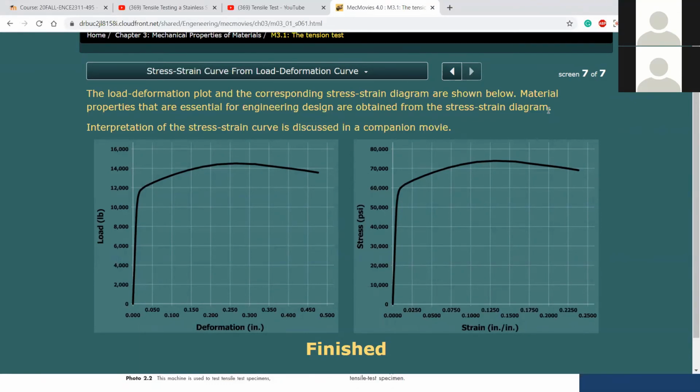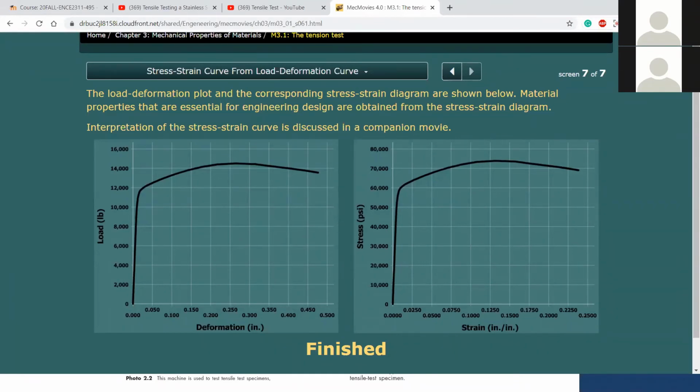Interpretation of the stress and strain curve is discussed in the companion movie. So we're not going to go into the movie. This information is more than enough for you to understand the theory section and the experiment section. So when we run our own experiment, you will have better understanding after having this knowledge and the base information about the tensile test. So we learn why we are running this experiment, what is the objective, and how we run it, and what we learn from this experiment with the results from the experiment.